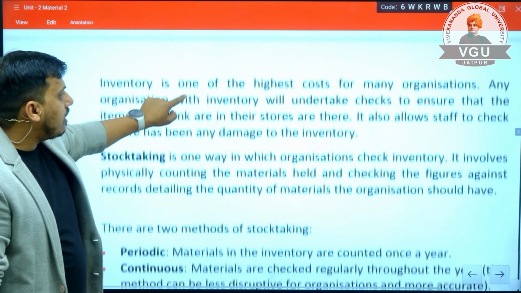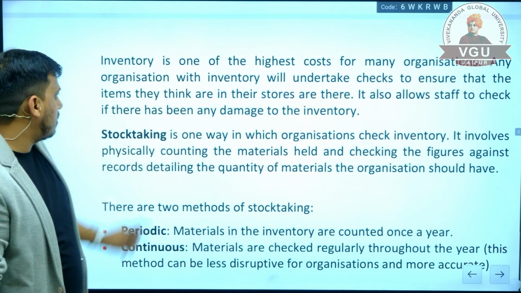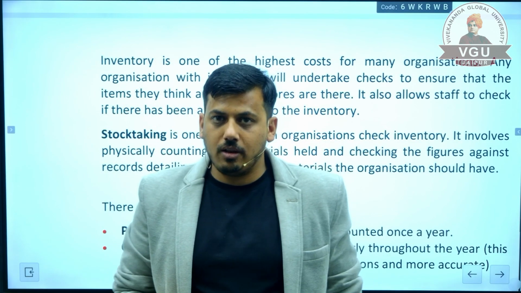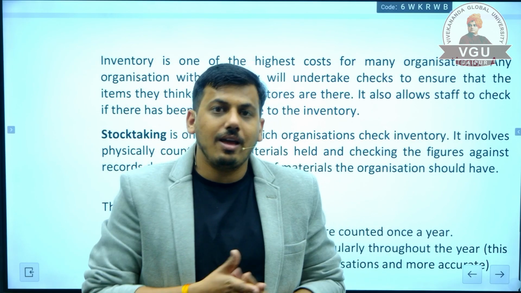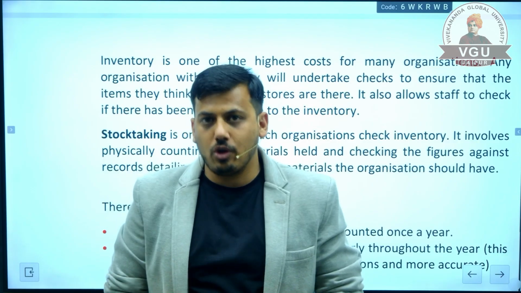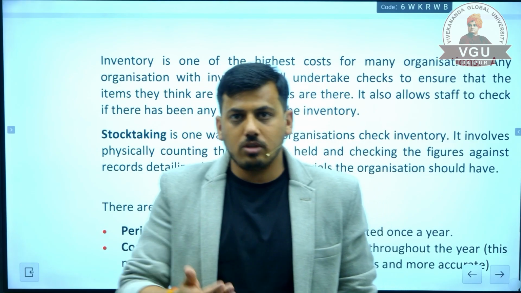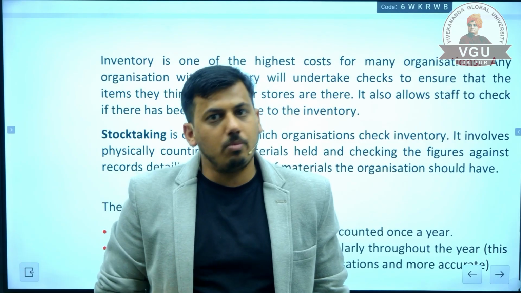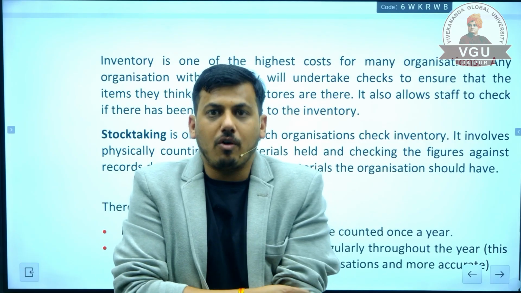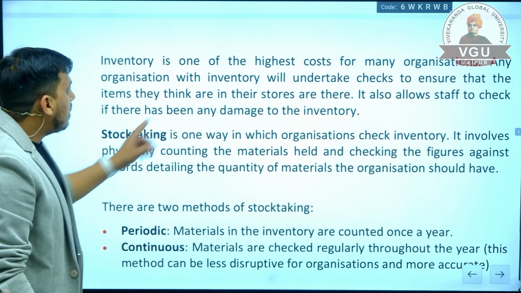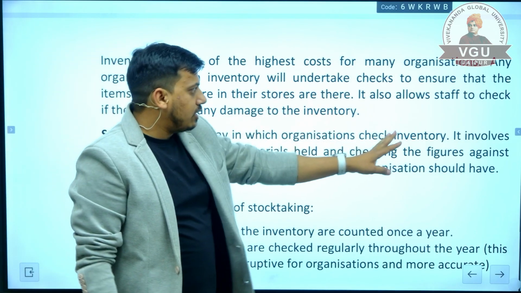Inventory is the highest cost for many organizations. Inventory means material, purchasing of raw material, finished goods. These are the highest costs for many organizations. To control the inventory means the cost of the inventory should be minimized so that the profit can be maximized for the organization.